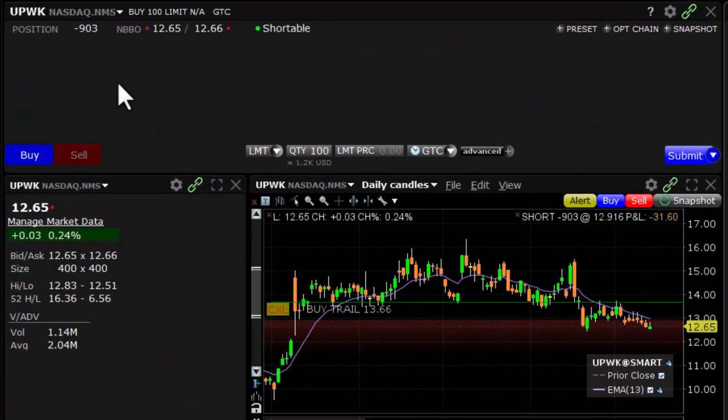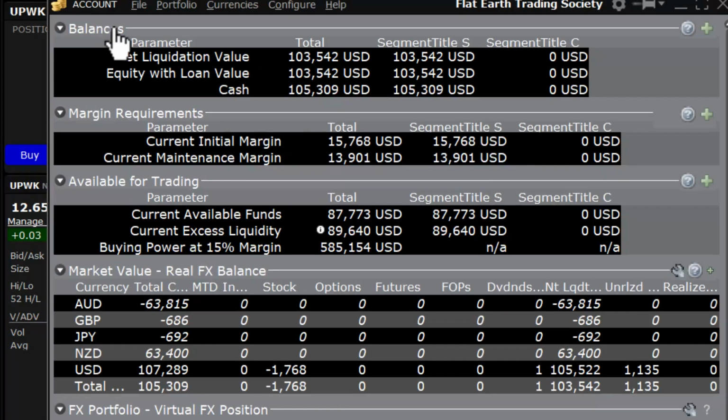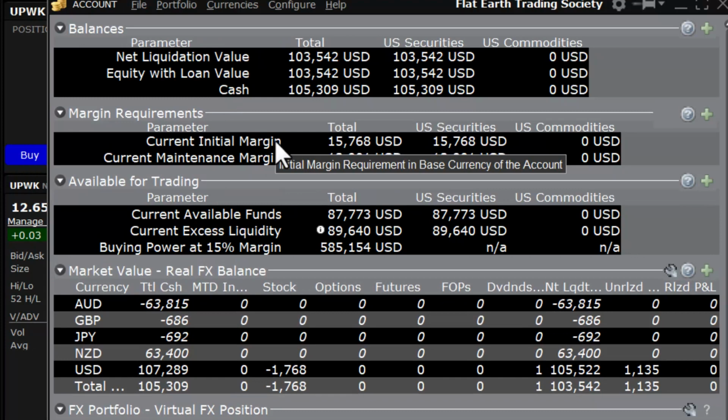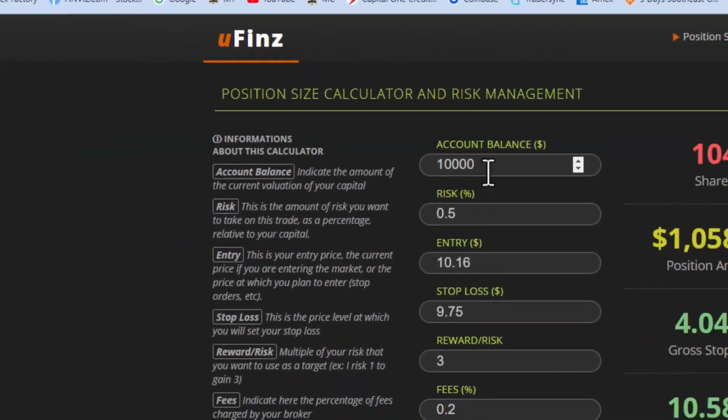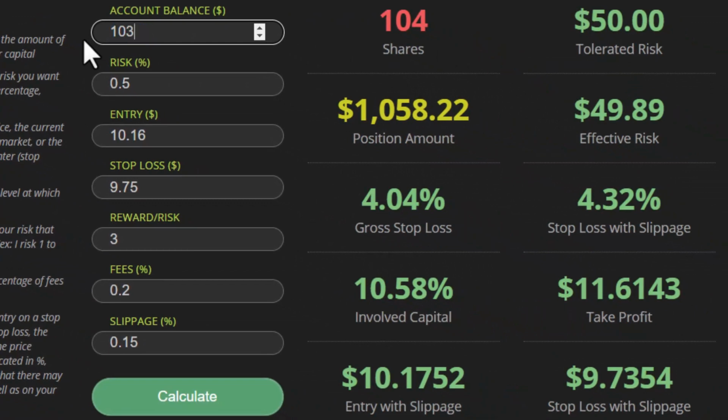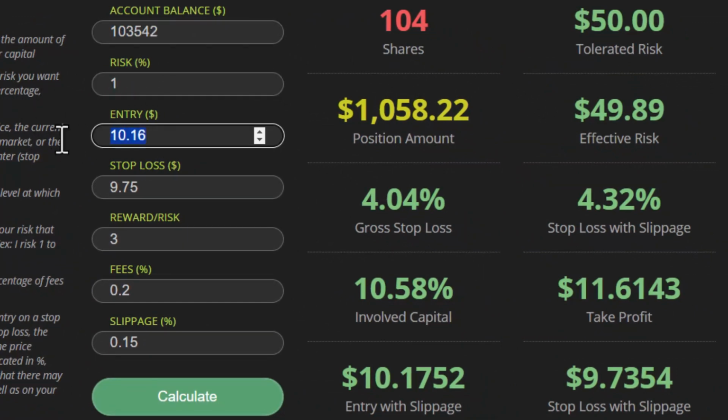First thing we need to do is get our account balance. So our current account balance is $103,542. We're going to use that to determine our position size on this Zillow trade. We're going to put that amount in here, 103,542. Our risk, as always, every trade has been 1%. Our entry, 56.06. Our first stop loss is going to be at 60.24. Make these 0, and we'll hit this calculate button.